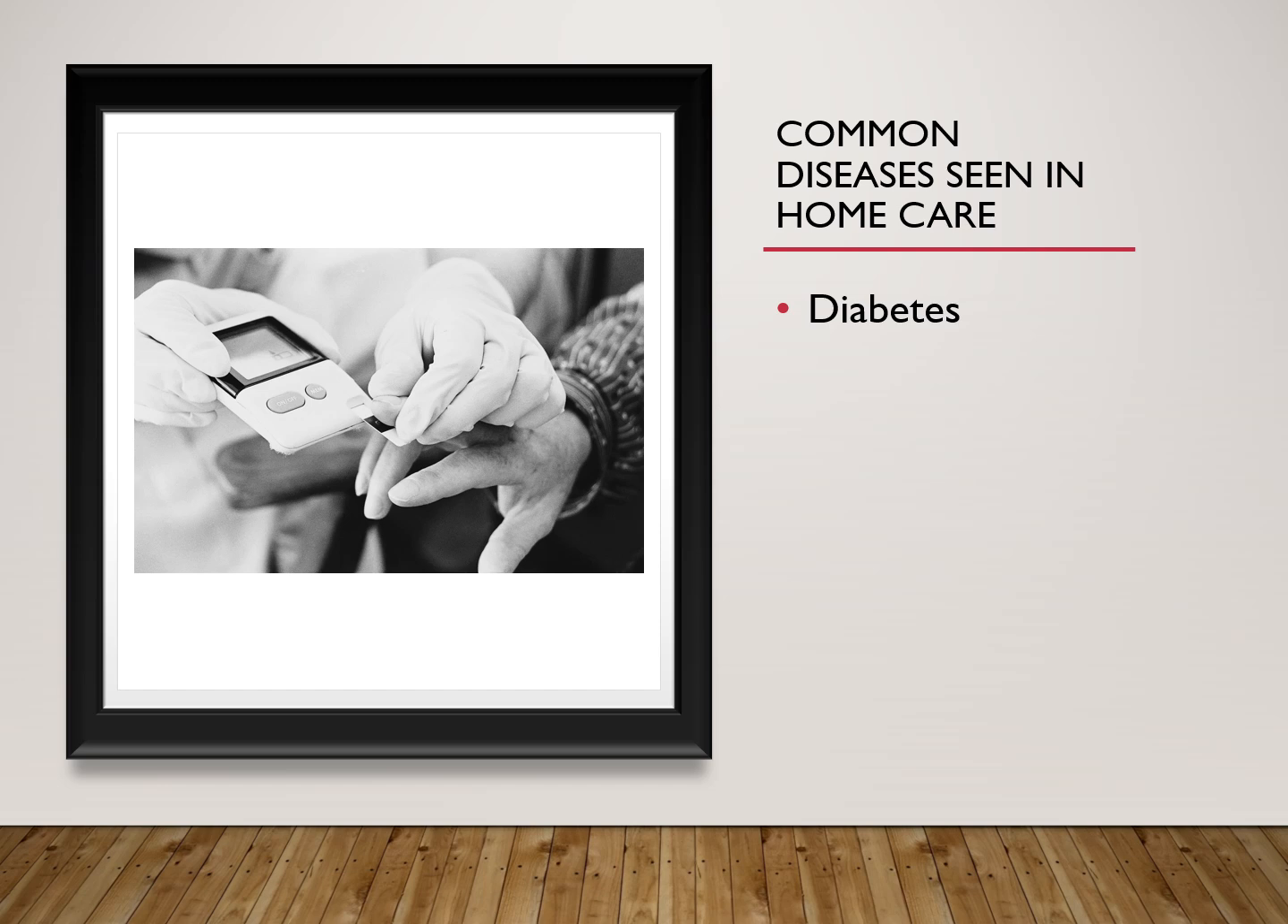Signs and symptoms include fatigue, weight loss, inflammation of the vagina, sores that are healing improperly or slowly, high blood sugar, sugar in the urine, frequent and large amounts of urine, excessive thirst, poor vision.